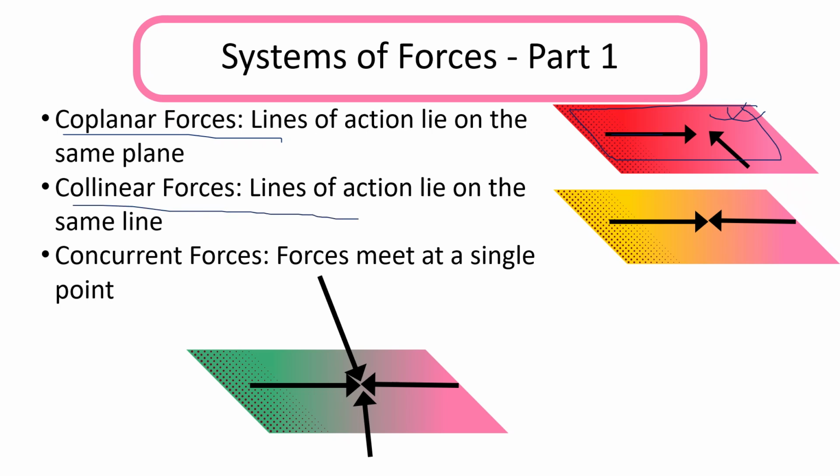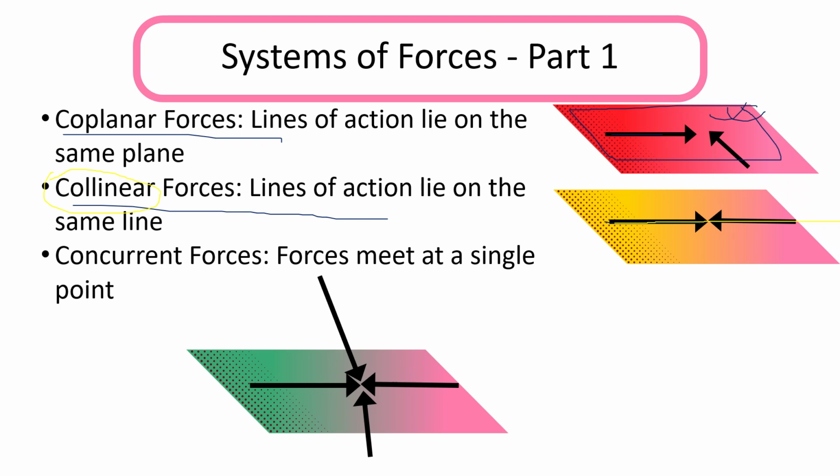Now the next thing is collinear forces. When the forces are acting on the same line, suppose that this force is acting on this line. If you continue this line, and another force is acting on the same line, then this will be called collinear forces. Collinear means the same line, a common line. So that's why we call this collinear.